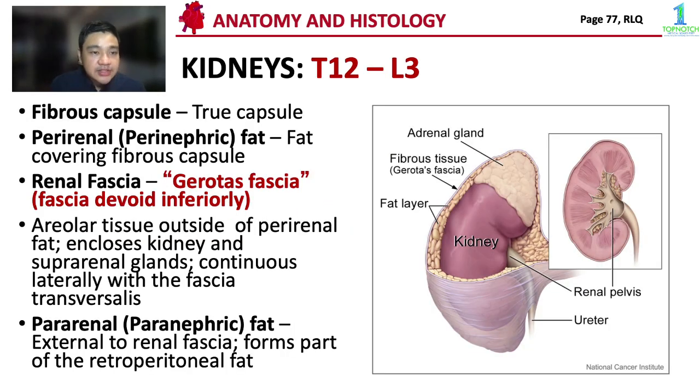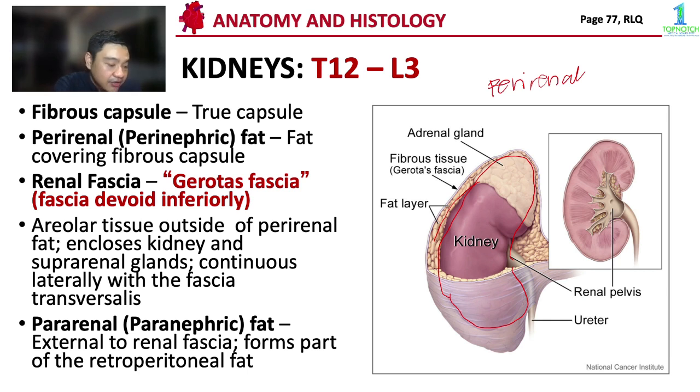The kidney is surrounded by a true fibrous capsule at this part. We have a true capsule here. Outside of that capsule is what we call the perirenal fat. Its purpose is being a cushion to protect the kidneys. So it is this part, or the fat layer in the diagram.